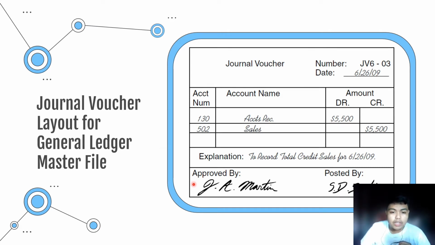Kasi it is for control purposes. At para din malaman kung tama ba, hindi naman yan i-approve kung mali. So, importante yan. Pero take note na example lang tong itsura nitong journal voucher pero nagba-vary siya sa iba't ibang entity, yung design.